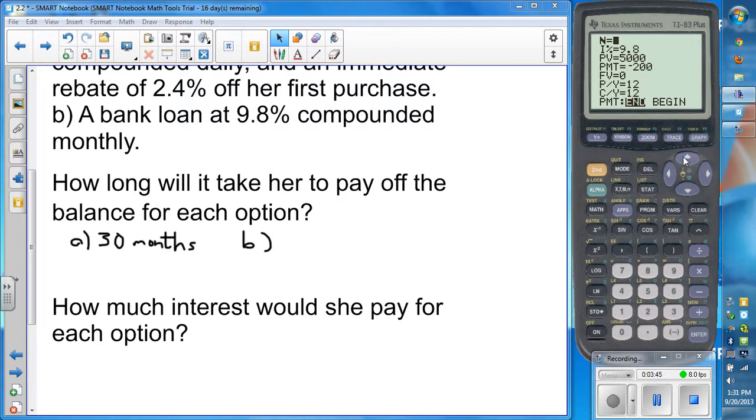Let's find the number of months. So once again, go into Apps, Finance, then scroll down to TVMN and hit enter. Move your arrow down. 28 plus a bit, so 29 months is how long it will take her to pay off with option B.